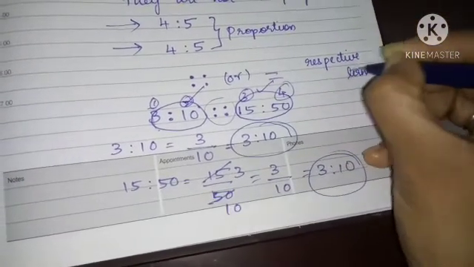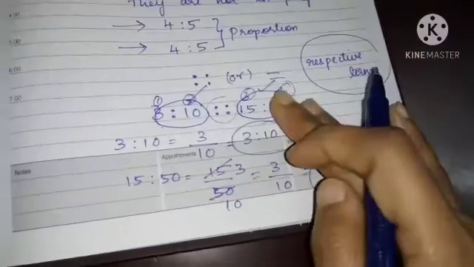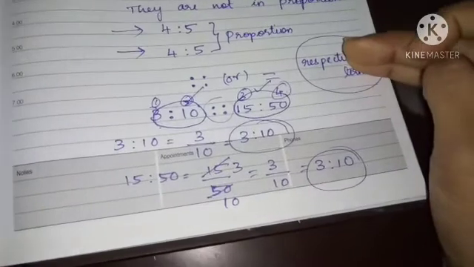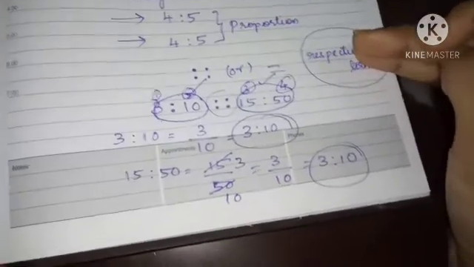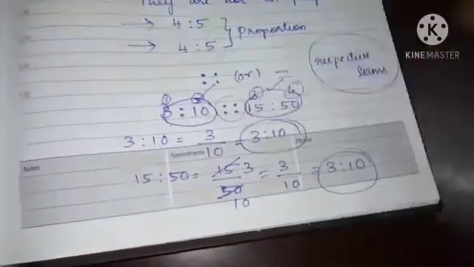Respective terms. They are together called as 1, 2, 3, 4. All the 4 terms are called respective terms. Keep it in your mind, respective terms. Now, how many terms are there? The 4 are respective terms.